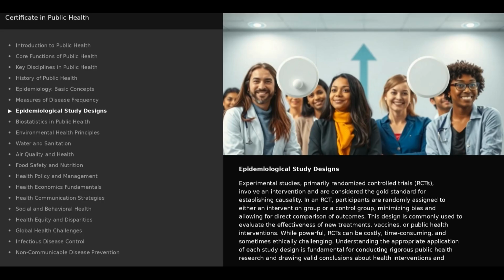This design is commonly used to evaluate the effectiveness of new treatments, vaccines, or public health interventions. While powerful, RCTs can be costly, time-consuming, and sometimes ethically challenging. Understanding the appropriate application of each study design is fundamental for conducting rigorous public health research and drawing valid conclusions about health interventions and disease etiology. The choice of design depends on the research question, available resources, and ethical considerations.